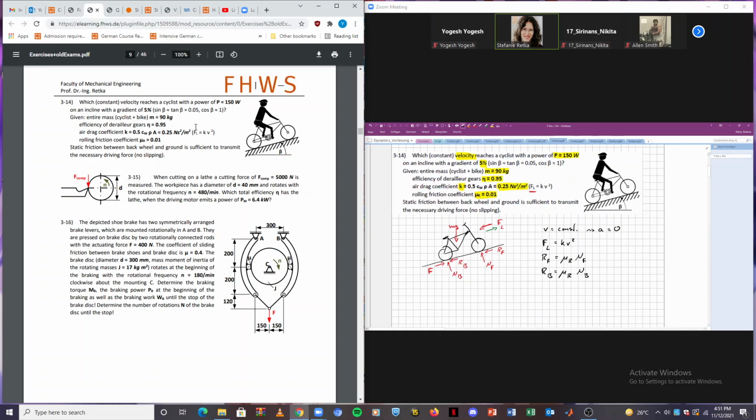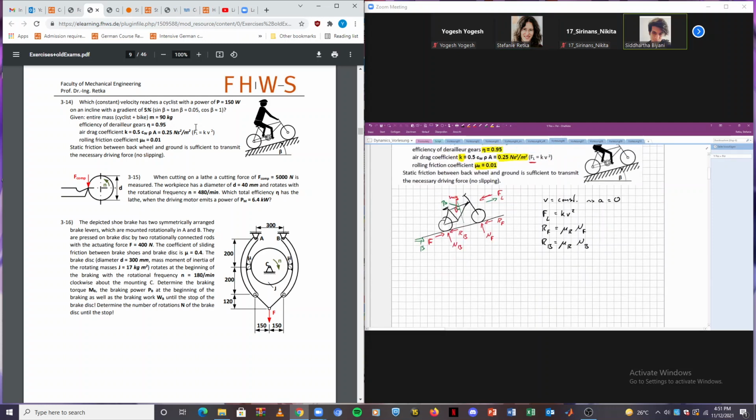So what else? We can build the sum of all forces parallel to the surface and perpendicular to the surface. And for this, we have to decompose the force of gravity. Now, if this is our angle beta of the incline, then we find beta here, and we find beta here as well. And then we decompose.